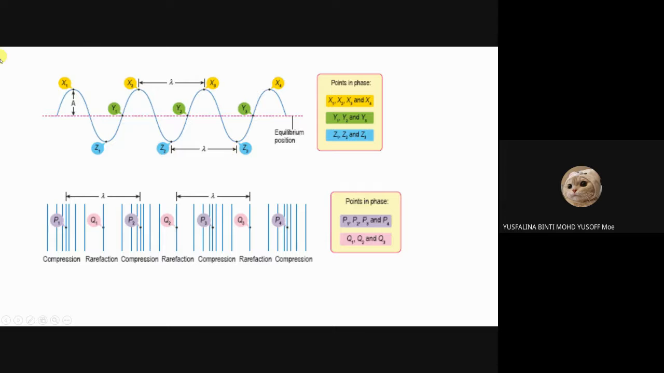This is for the water wave. What about the sound wave? For the sound wave, the same phase is from compression to compression, or rarefaction to rarefaction. We already discussed that from compression to compression is 1 lambda, or rarefaction to rarefaction is also 1 lambda. 1 lambda means 1 wavelength.